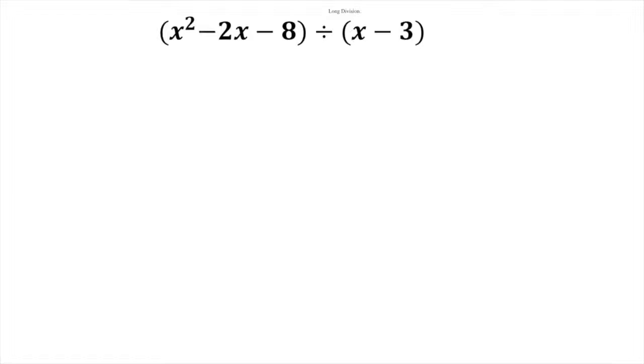I want you to go ahead and try this one. Go ahead and use long division to find out the answer on this. So go ahead and do that now. Push pause whenever you're ready. Come on back and then you can check your answer.